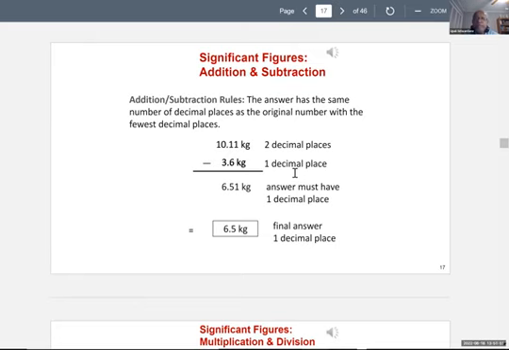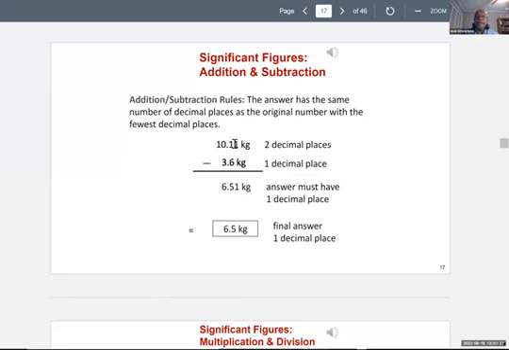Is 6.51 the correct measurement with correct significant figures? Of course, it's not. So when you add two numbers or subtract two numbers, you have to look at the first number's decimal places and the second number's decimal places.